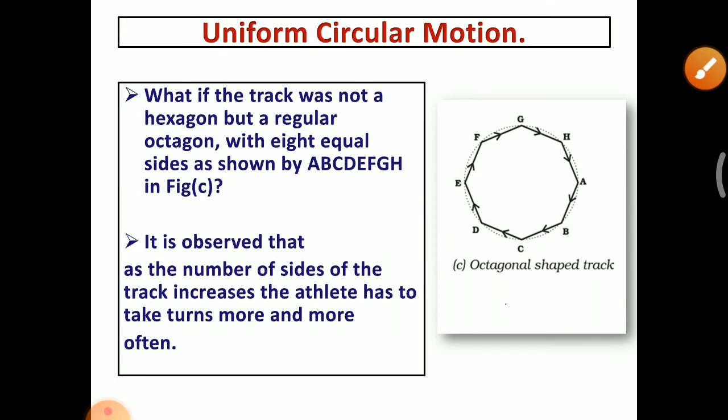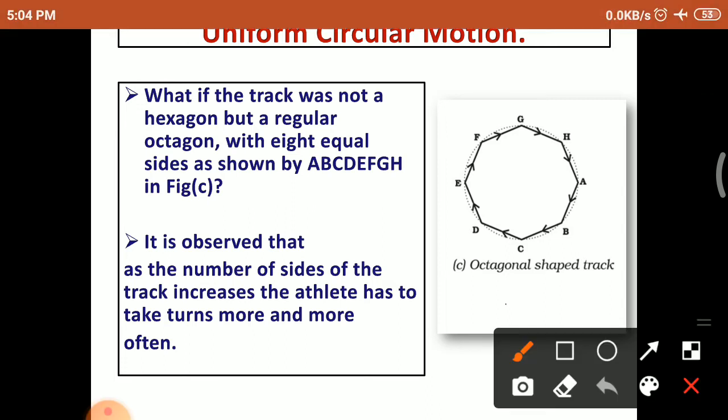Maybe the athlete runs on an octagonal shape. So it has 8 corners: A, B, C, D, E, F, G, H, or 1, 2, 3, 4, 5, 6, 7, 8. So the octagon has 8 corners, and the athlete has to change direction 8 times.